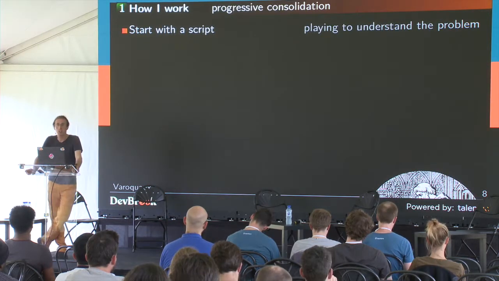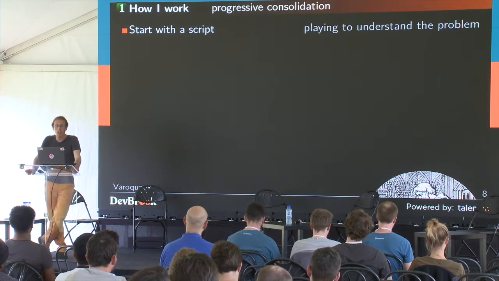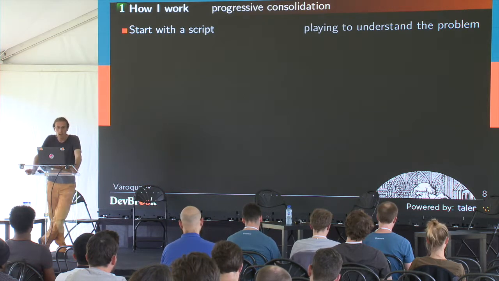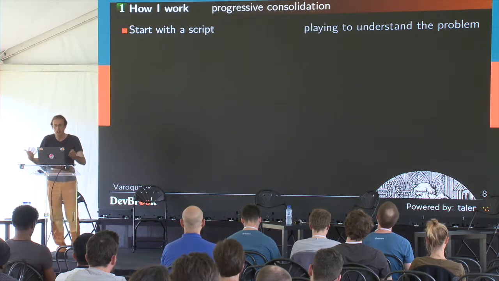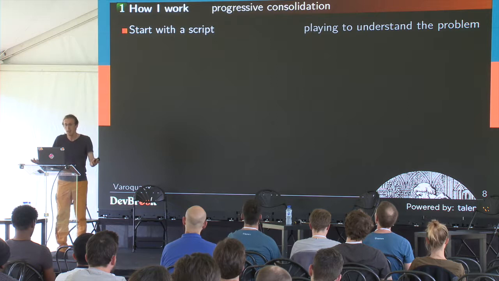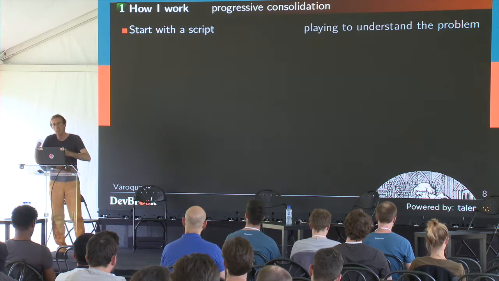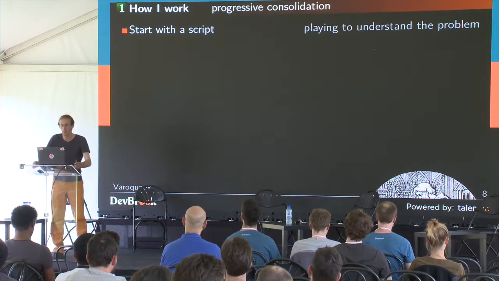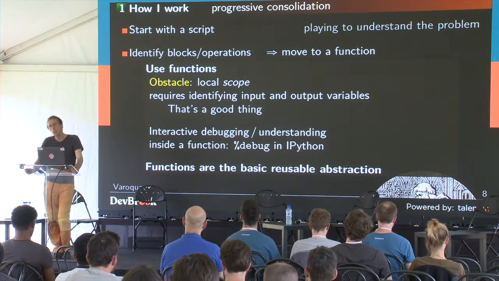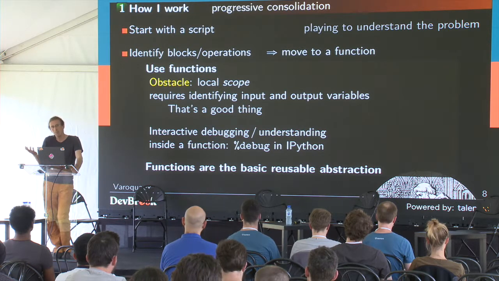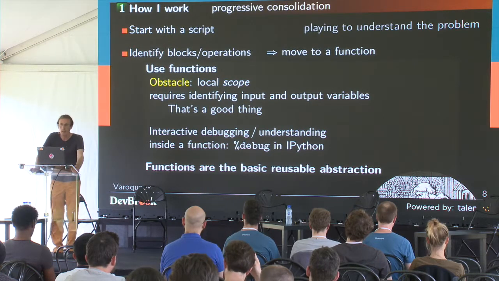So how do I personally work? That's based on many years of experience of doing research, so open-ended questions. I always start with a script. By a script, I really mean a script. There's not even an if __name__ == '__main__'. And I'm just playing around with the question I'm interested in. And I just want to get the thing done as dirty as possible, as quick as possible. As I work, I identify blocks that are meaningful by themselves, and I move them to a function.